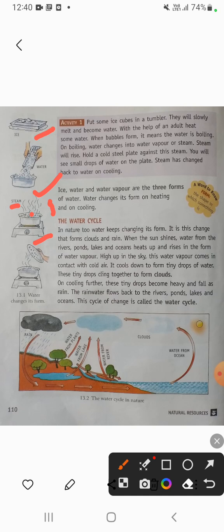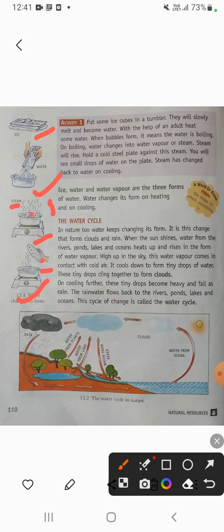And after that, hold a cold plate against the steam like this. That is shown here in this picture. Students, you will see small drops on the plate. Look here in this picture. There are tiny drops of water on the plate. So it means steam has changed back to water on cooling.